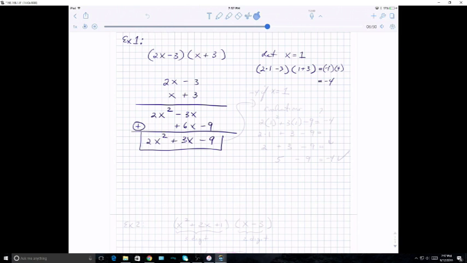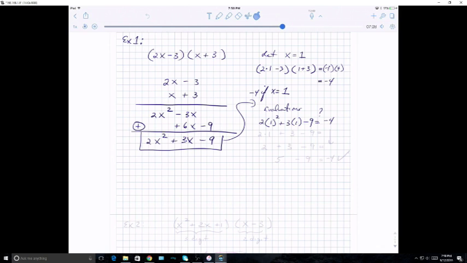So what we need to say is that this also gets us to where? Negative 4 if x is equal to 1. So let's just try this out real quick and evaluate this. This is called an evaluation. And what we can say is this: 2 times 1 squared plus 3 times 1 minus 9. And what we're asking is, is this equal to negative 4?